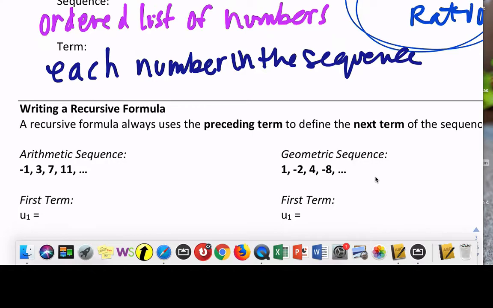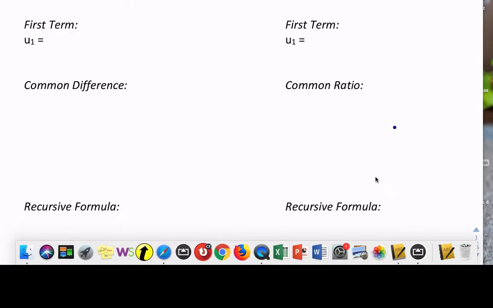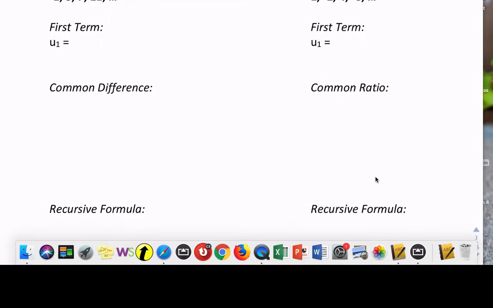So we can write equations many different ways, and one way is called a recursive equation or a recursive formula. The definition of a recursive formula: you use the preceding term to find the next term in the sequence. So for example, if we look at the first arithmetic sequence, we have this first term. Now the notation for this, you'll see many different ways.